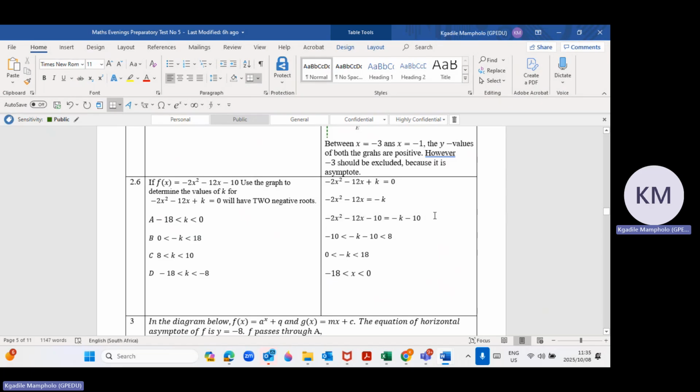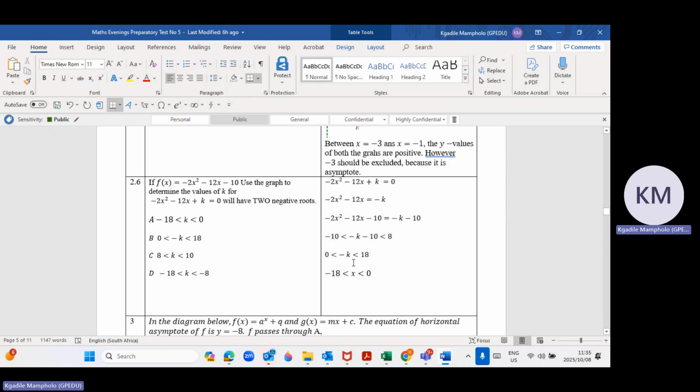But we can only have the negative roots between negative 10, which is the y-intercept of the parabola, and 8, which is the y value of the turning point. Then when we take negative 10 this side, it will be positive. Then you have 0. Then we'll take this. Then it will be 18.